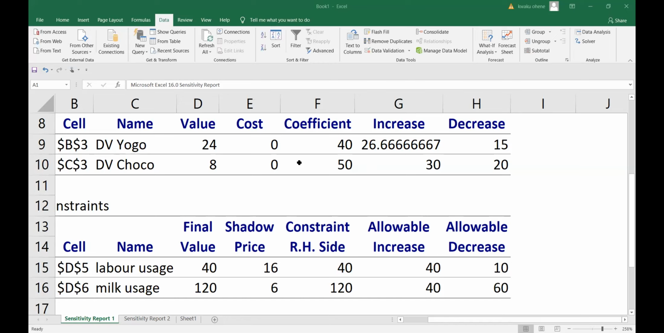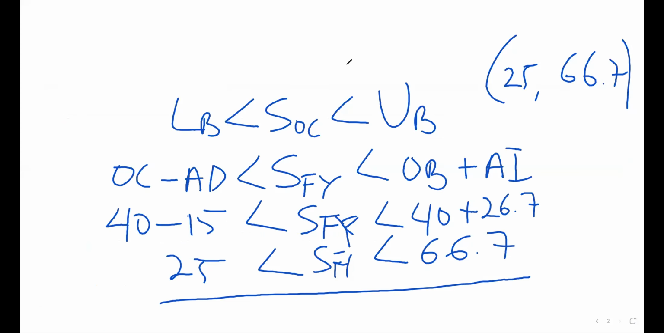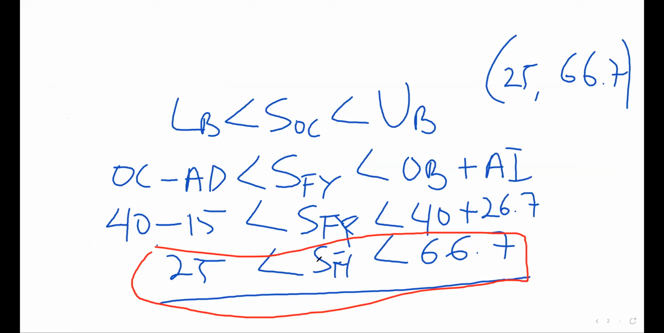So we are going to take the first one that I did, and I will explain it with you. Okay, this is the first one that I did, the sensitivity range, and I did it for Fan-Yogo. Now remember that the value which is changing is the 40. 40 was the price per unit for Fan-Yogo. And the 40 is between 25 and 66.7. So what does that mean? Well, this is what it means.